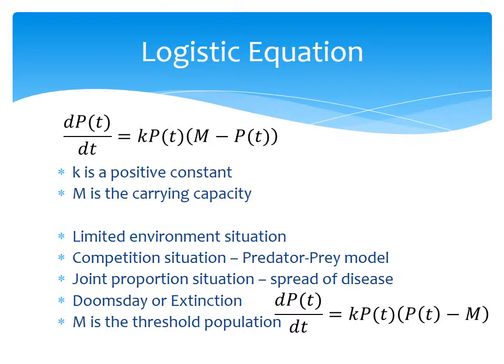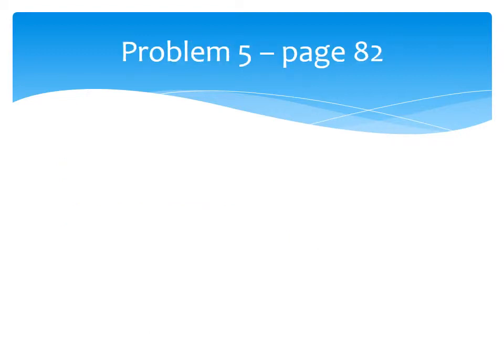So those are some ways the population models are used. So let's practice solving some population models. So here is a population model. This is problem 5 on page 82 of your book, and they want us to predict a solution to this in 2 ways.